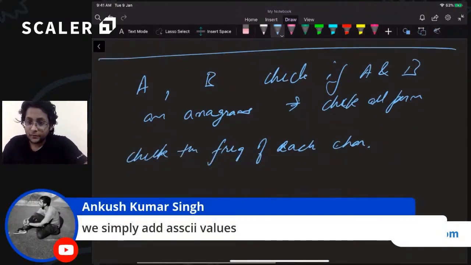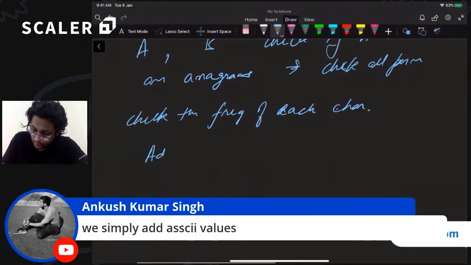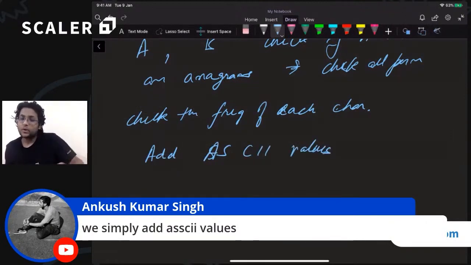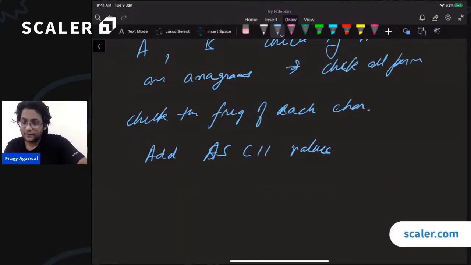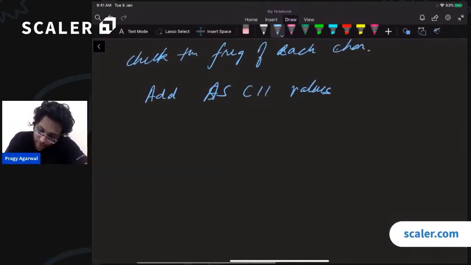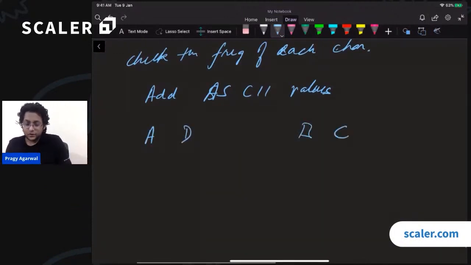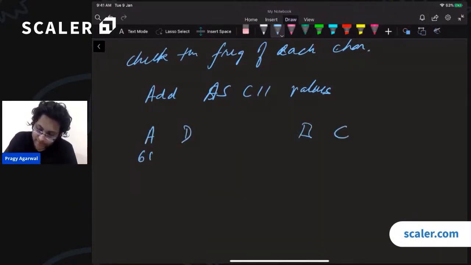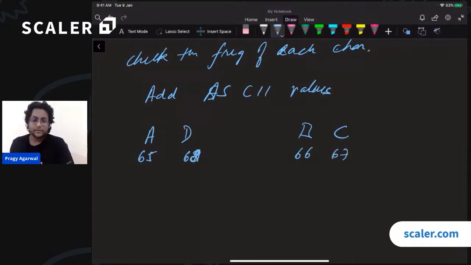We have another approach over here. Ankush is saying that we can simply add the ASCII values. Now this might not always give us the right answer. For example, suppose we have the following strings: A and D, and B and C. The ASCII values are 65 and 68 for the first, and 66 and 67 for the second.